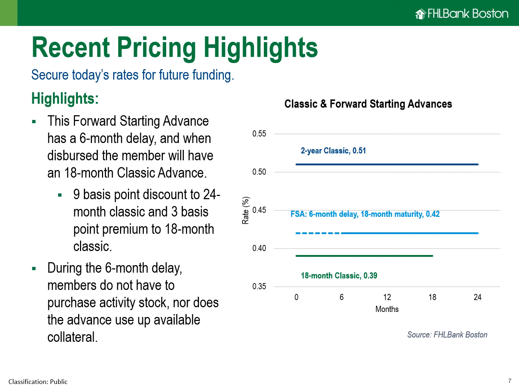So as you can see, the forward starting has a 9 basis point discount to the 24-month classic, and it has a 3 basis point premium to the 18-month classic. And so, as we've already talked about throughout the previous slides, there's some opportunity there depending on what your balance sheet is asking for to take advantage of tight spreads and good pricing right now. And just another thing to point out, during that delay period, members do not have to purchase activity stock, nor does the advance use up available collateral. So keep that in mind if you're worried about activity stock or collateral. Neither is used during that delay period.